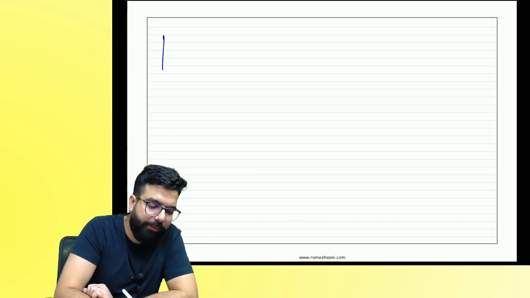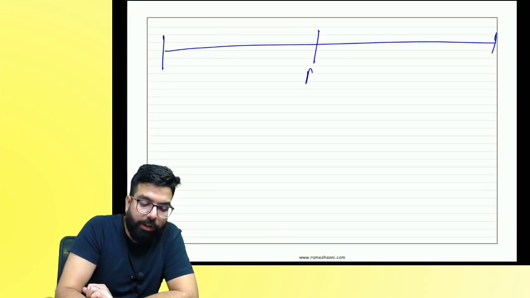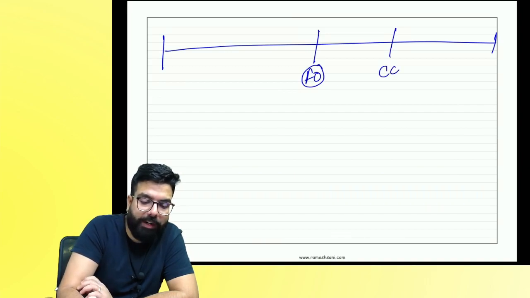I'll ask you one more thing, everyone. This is first occupancy. This is the completion certificate. Which is earlier?